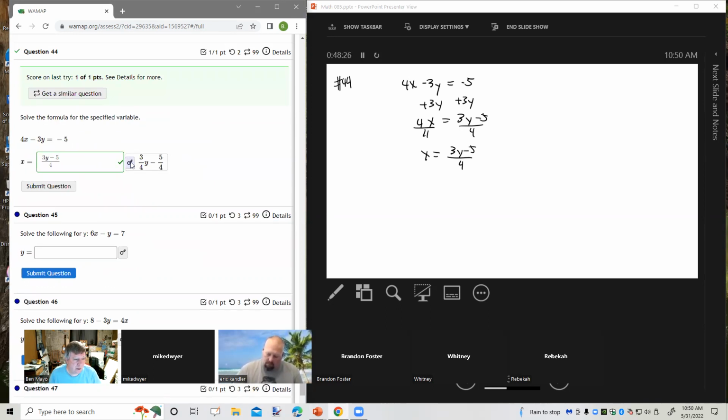Now, you could also split it up. Notice what they've done here. So I could have also said, well, x equals 3y over 4 minus 5 over 4. You'll see that that's what's written in here, that's also an acceptable form of the answer. Okay. All right. Any questions about that? Okay, let's go on to 45 then.